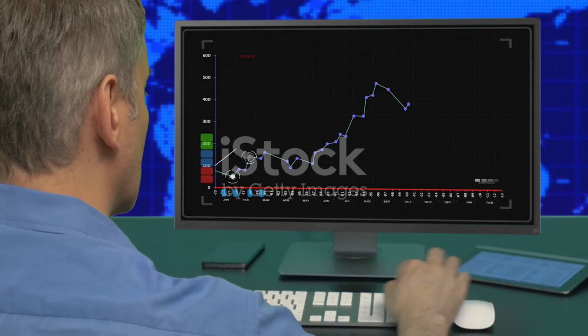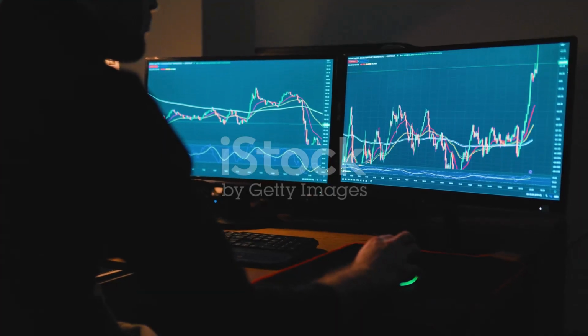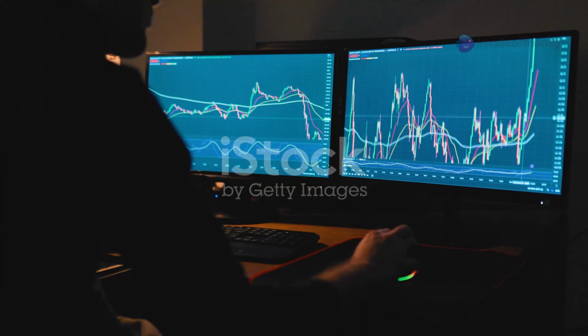Today, we're talking about support and resistance, but not just the basic stuff. We're diving deep into the indicators that can really give you an edge in the market.